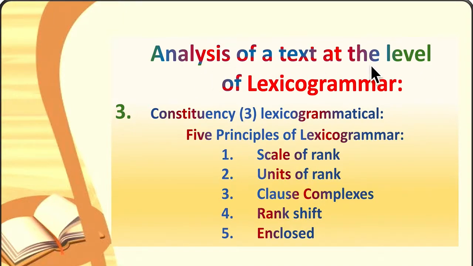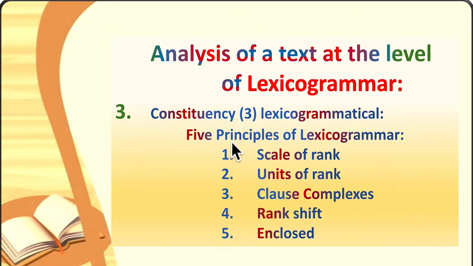Analysis of a text at the level of lexicogrammar. In the previous section we talked about what lexicogrammar is as an introduction to understand this lesson. Now we are going to talk about how a text can be analyzed at the level of lexicogrammar. That is constituency 3, lexicogrammatical. The first constituency was phonology, the second was graphology, and this is the third, lexicogrammatical.